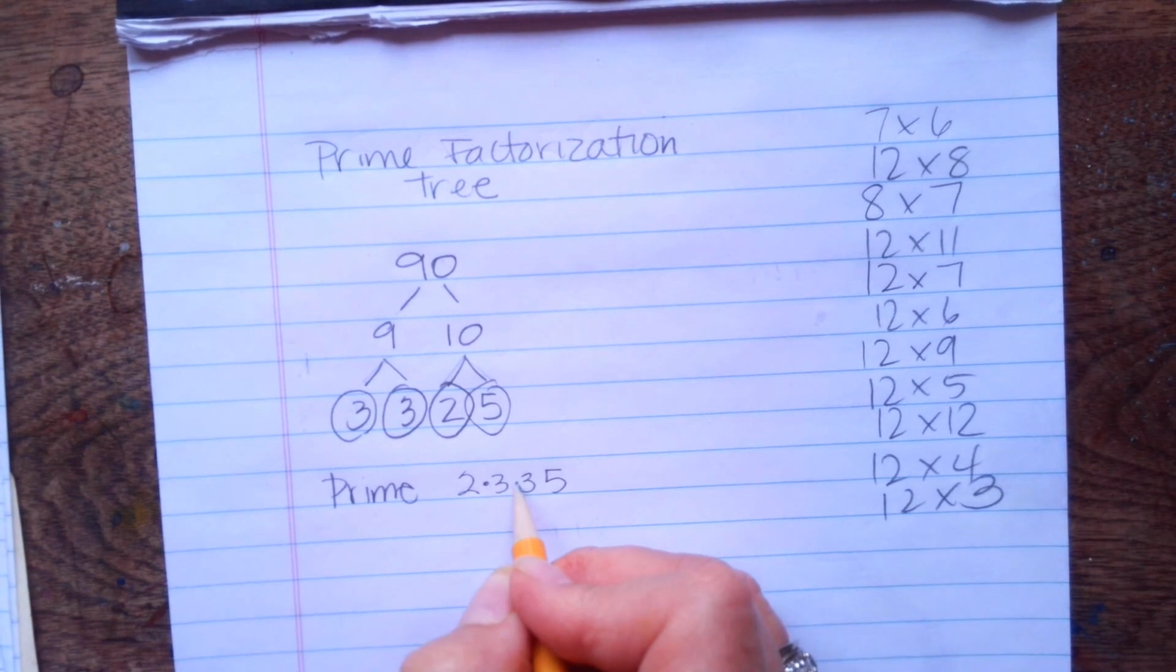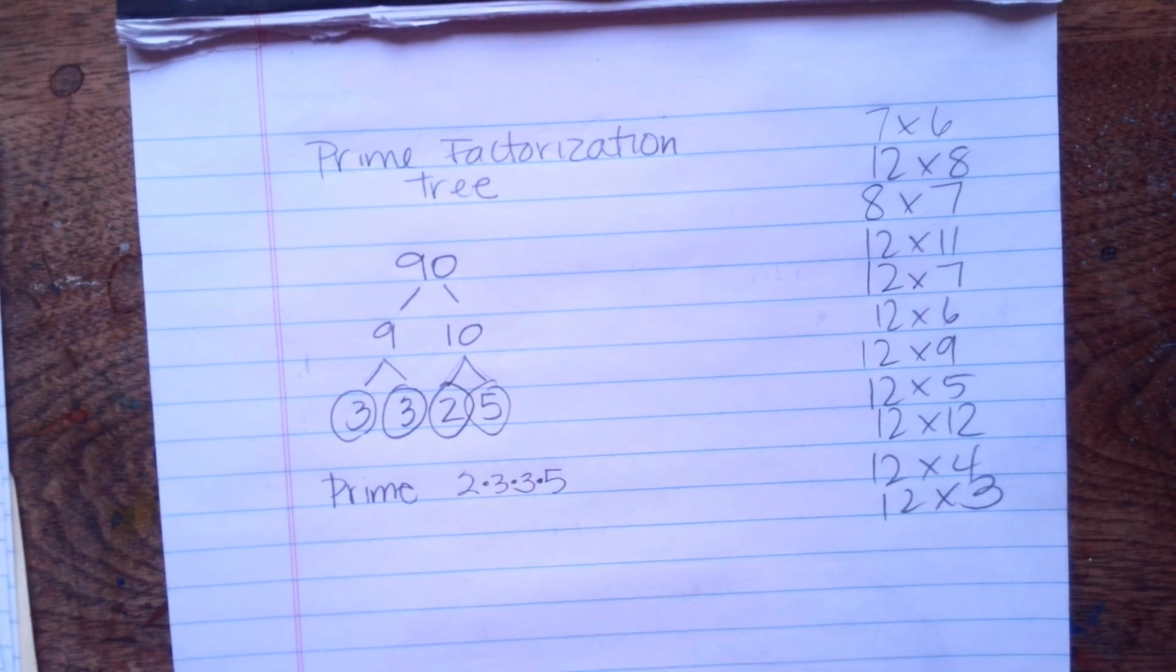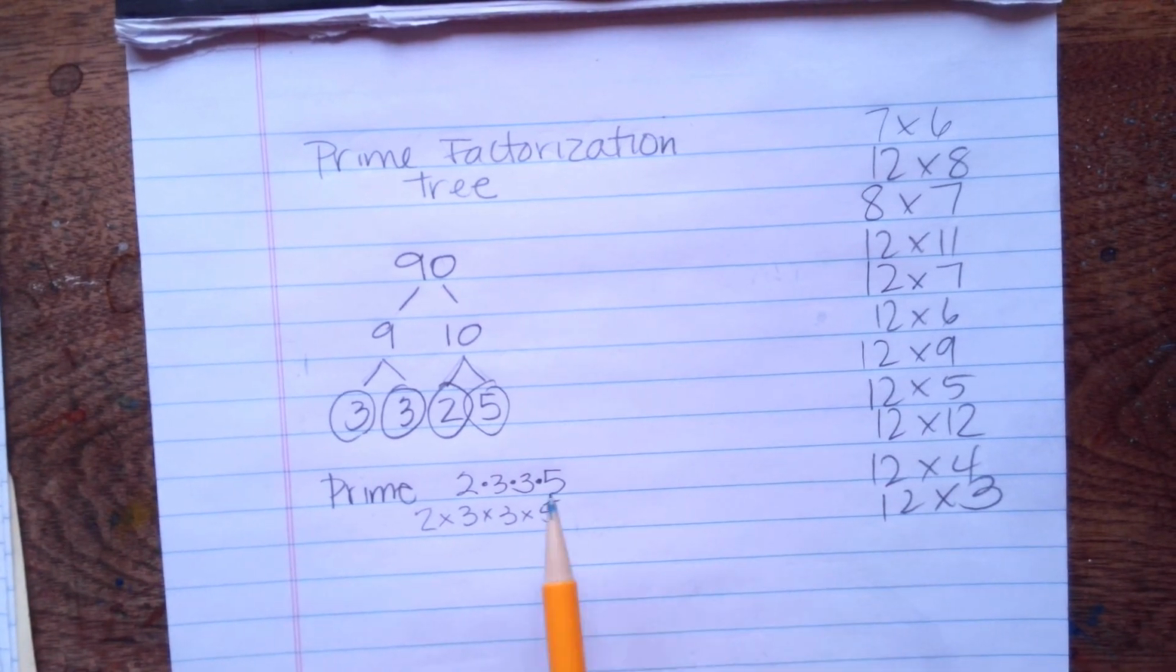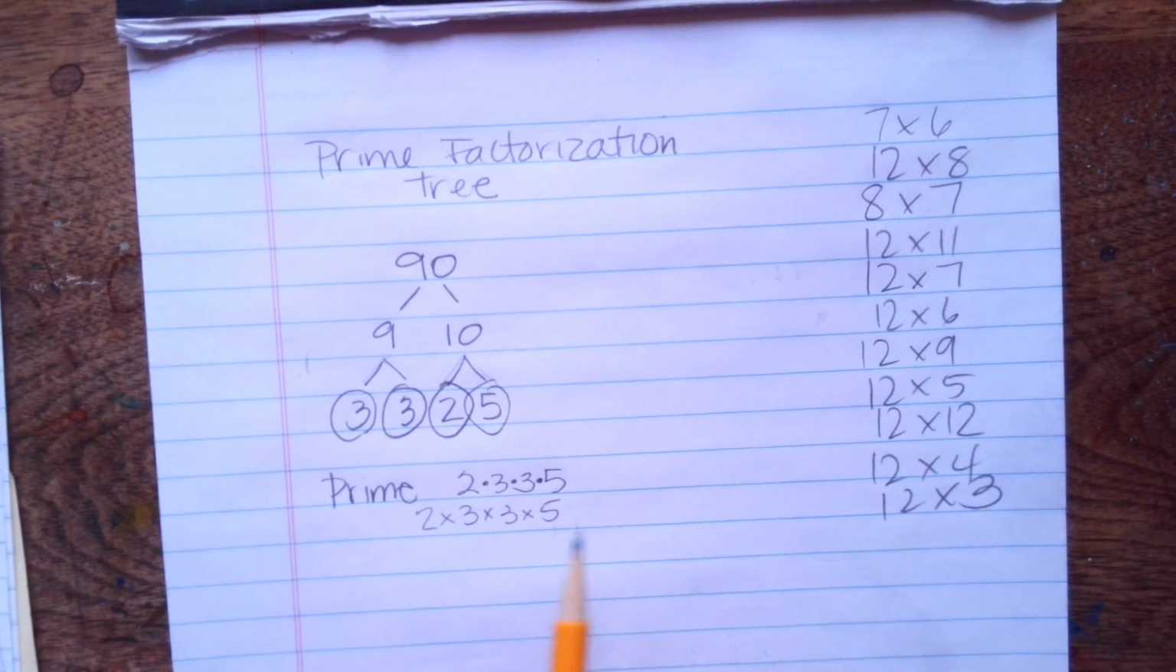This means multiplication. So there's different ways we can show multiplication. One is like this, 2 times 3 times 3 times 5, which you can totally do. But when we're doing prime factorization, this is how it's usually written. And it means the same exact thing, so you can do it either way. I am 100% fine with that.